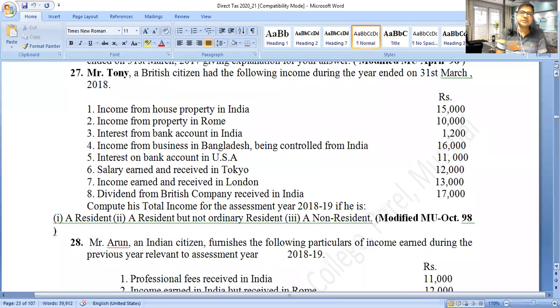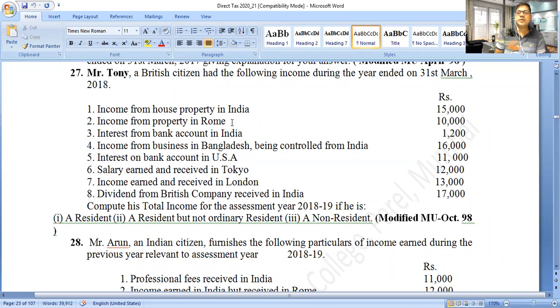Now, first transaction, they have provided income from house property in India. It means income arises in India and income is received in India. This 15,000 is taxable to all. Income from property in Rome. Rome is a city outside India. It is a city in Italy. It is the fourth number condition. Income received and arising outside India, then taxable only to ROR. It is not taxable to RNOR and NR.